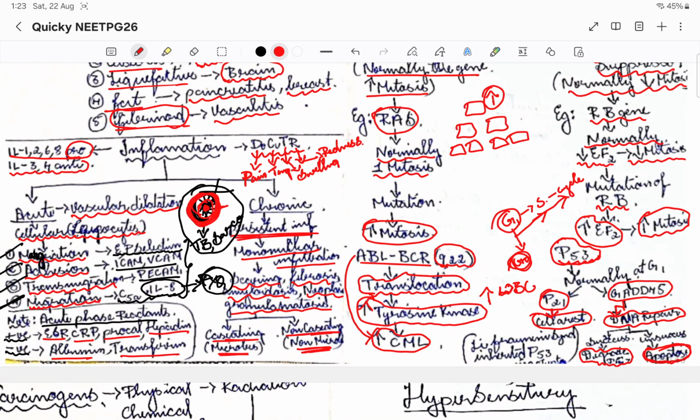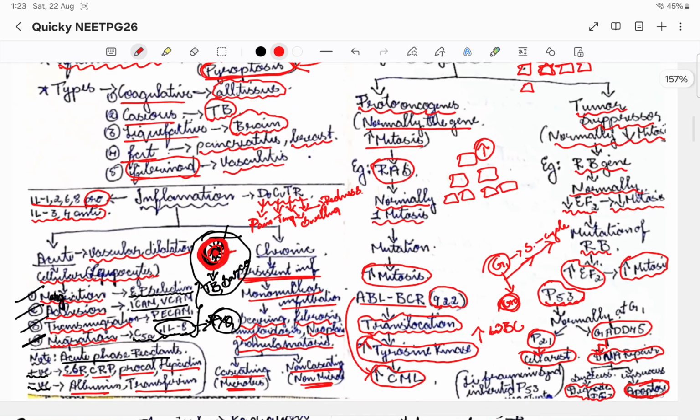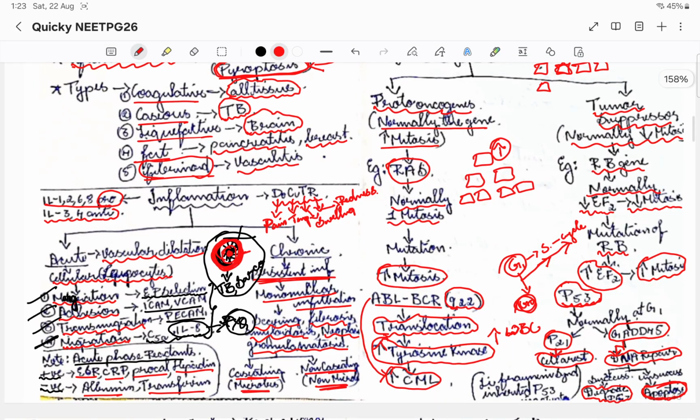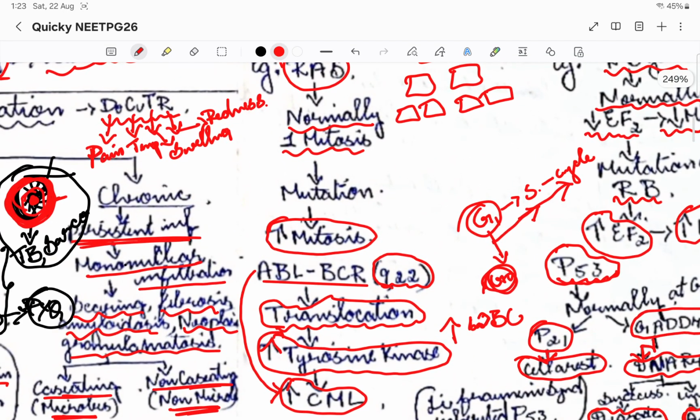There are hundreds of other genes also. You remember only these 4 genes, 2 with respect to proto-oncogenes and 2 with respect to tumor suppressor genes. This is more than enough, with respect to what pathogenesis these genes will lead to.